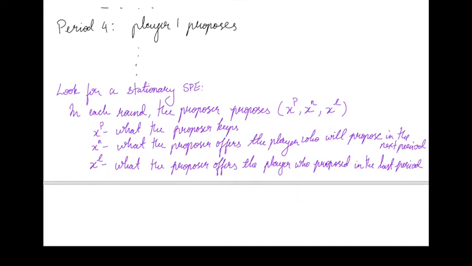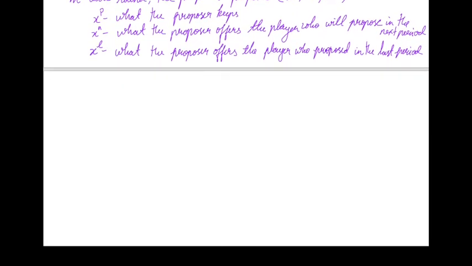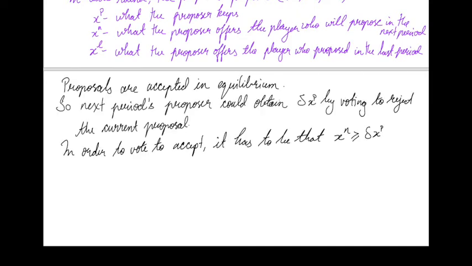In equilibrium, the proposal should be accepted. If the next round's proposer rejects, they'll get delta XP, because they'll be the proposer next time. So in order to accept, they have to be offered at least delta XP. In order for next period's proposer to vote to accept, what is being offered to them has to be at least as good as their continuation value, which is delta XP. Because if they reject, that's what they're going to get.